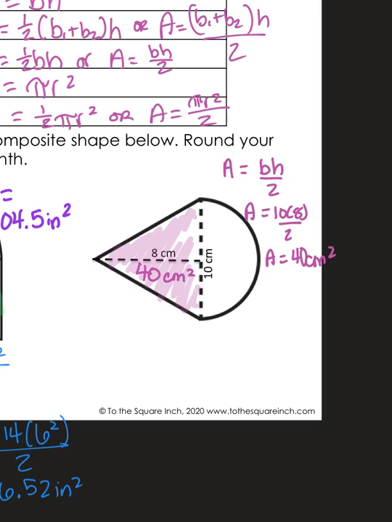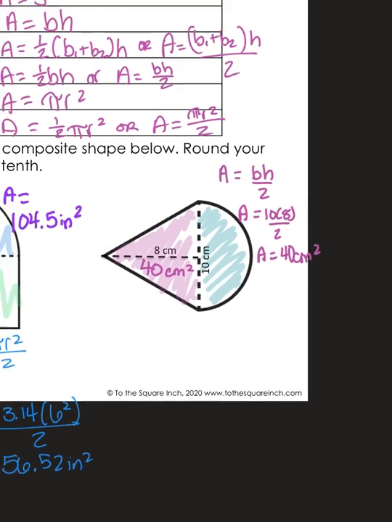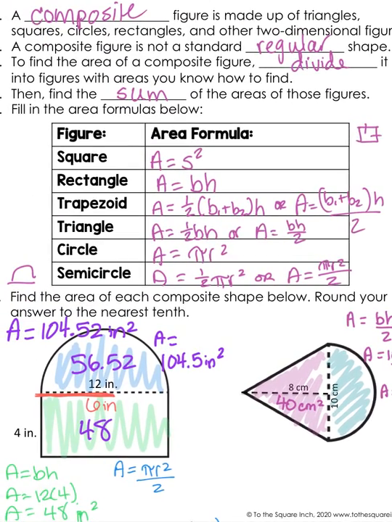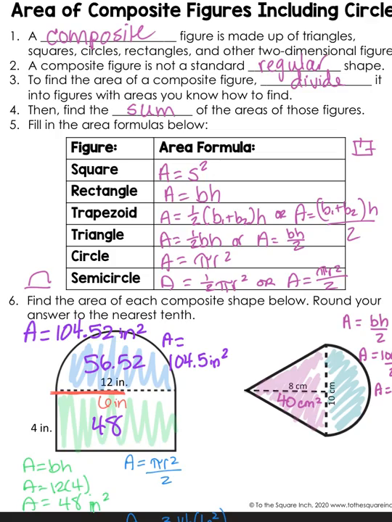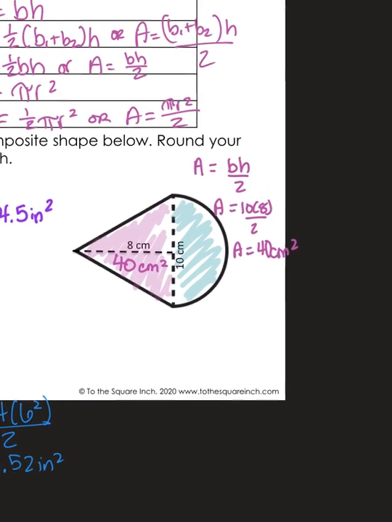Now I've got to find the area of the semicircle. Again, it's a semicircle there. So I'm going to use the formula. We talked about it up here. If you need to go back and look at it, semicircle is area equals pi r squared divided by 2.